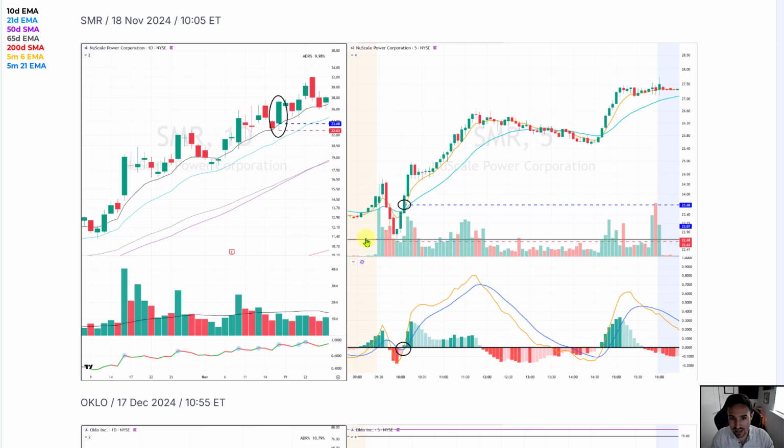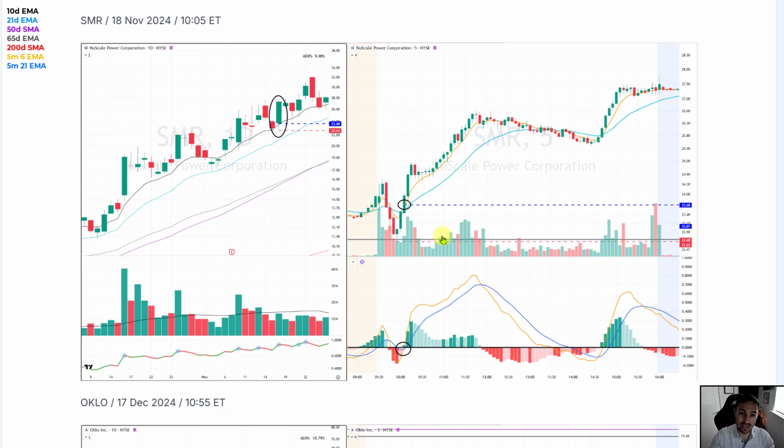So then what we have here is an entry. I don't know why there are some other levels on here, but here we have an entry around 23.68. Stop below there, about 22.63. See how these 5-minute levels correlate with the daily chart right there. So it trades down, look at that. Remember this black horizontal line, that's the 10-day EMA. Trades down, bounces perfectly off of it, starts reclaiming the 5-minute 6 EMA and 5-minute 21 EMA as well. MACD goes positive, there's the entry there.